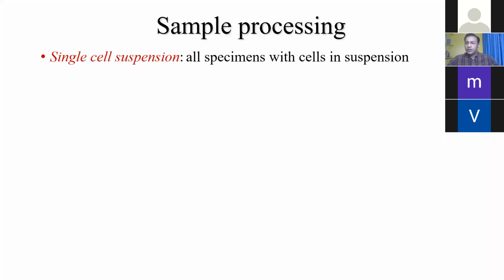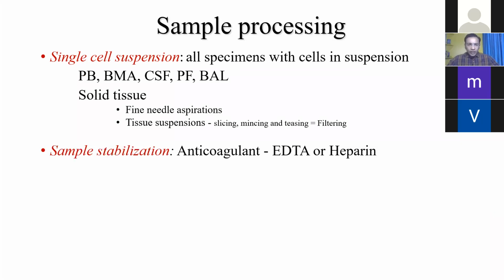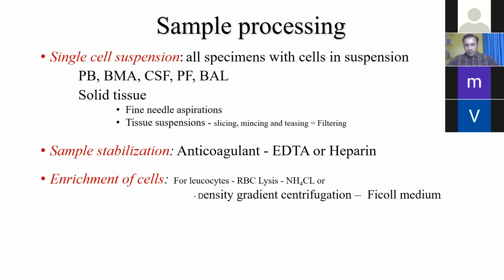Now, how do we process the sample? As I told you, this is a single cell suspension assay, so we have to make a single cell suspension. Any fluid, peripheral blood, bone marrow, body fluid, or even a tissue which we can mince and make into a single cell suspension, we can do flow cytometry analysis on. We routinely do peripheral blood, bone marrow, CSF, peritoneal fluid, pleural fluid, ascitic fluid. For tissue also, we do FNA from the lymph nodes and flow cytometry on it, as well as cut tissue, which we mince, then separate the single cells, filter them, and use for flow cytometry.